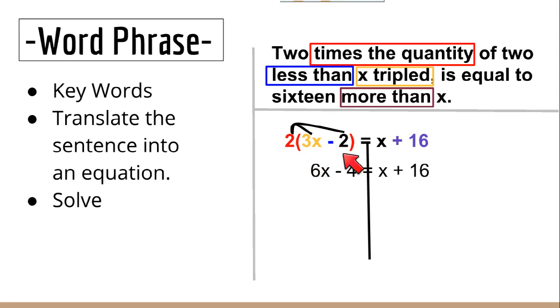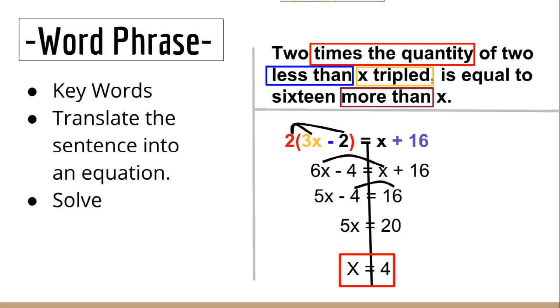2 times negative 2 is negative 4. And we still have x plus 16 on our right side. We're then going to combine our variables. So we have x on our right side, which is smaller than 6x, so I subtracted x over here, which gave me 5x. Since my coefficients move to the left, I'm going to move my constant of negative 4 to the right. If it's negative 4, my inverse tells me to add 4, so I end up with 5x equals 20. After I divide, I end up with x equals 4.